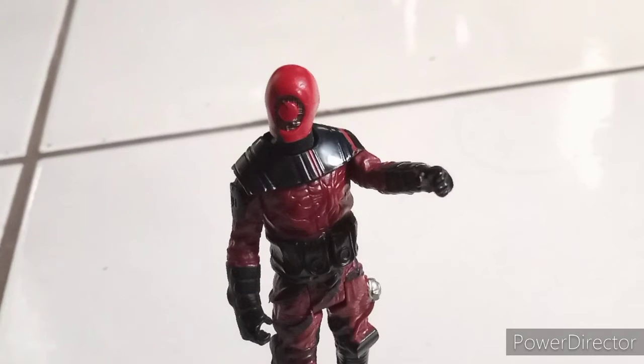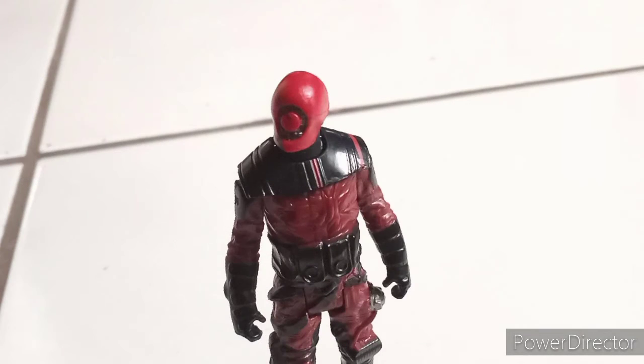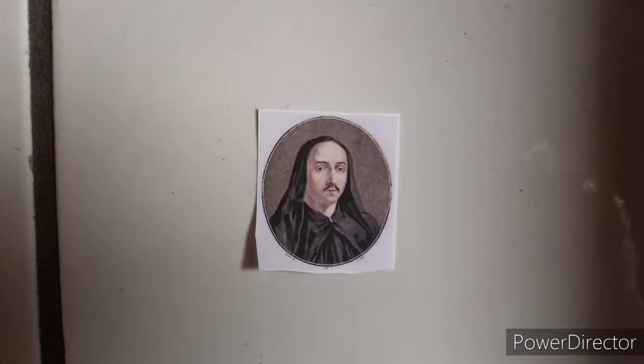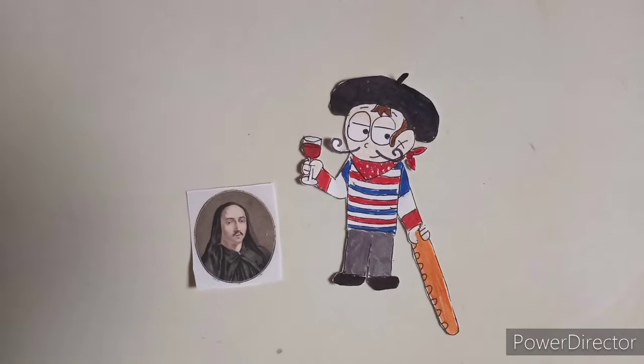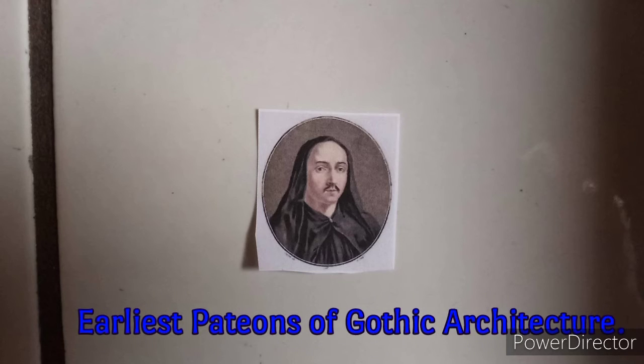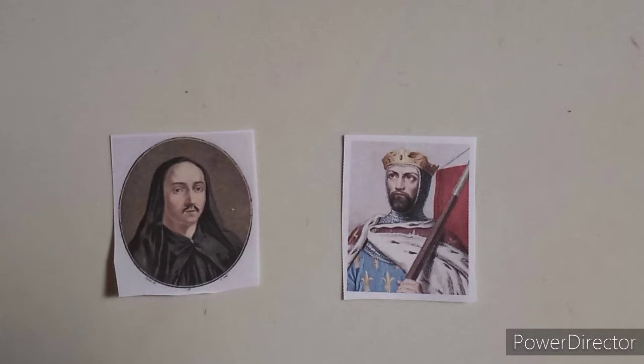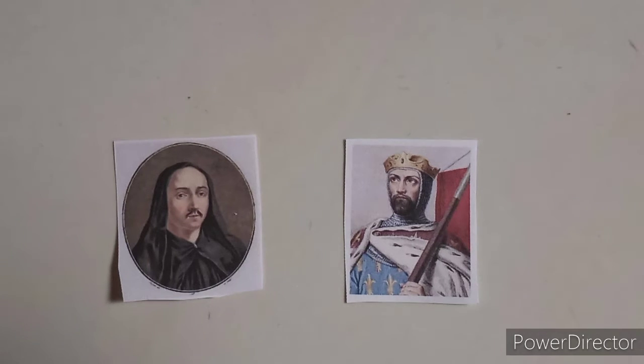Now next I will talk about two notable architects from this era. Incredibly summarized, because I can't tell their life story, so here we go. This is Suger. He was a French abbot, statesman, and historian, credited as being one of the earliest patrons of Gothic architecture. He was also an active advisor to King Louis VII.